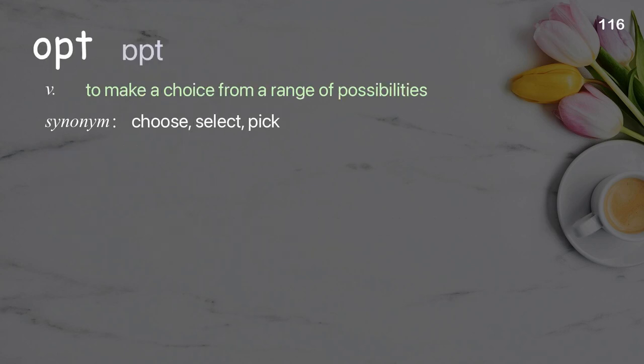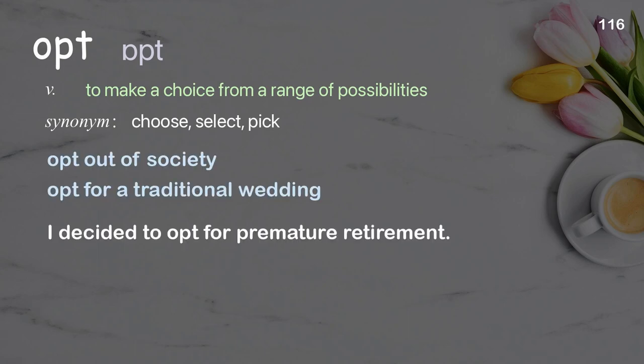Opt. To make a choice from a range of possibilities. Examples. Opt out of society. Opt for a traditional wedding. I decided to opt for premature retirement.